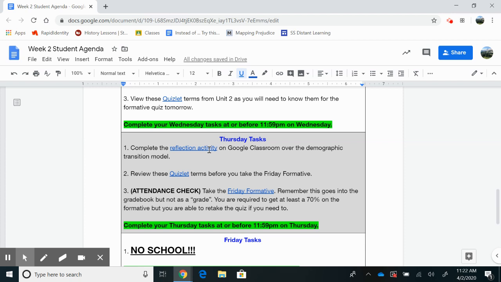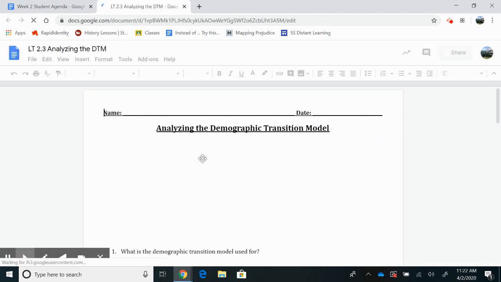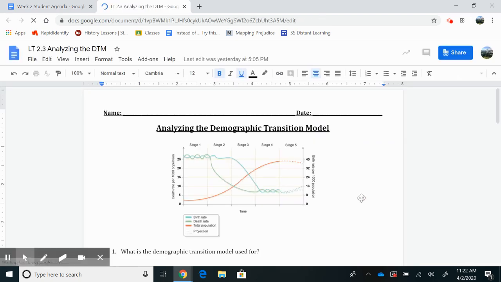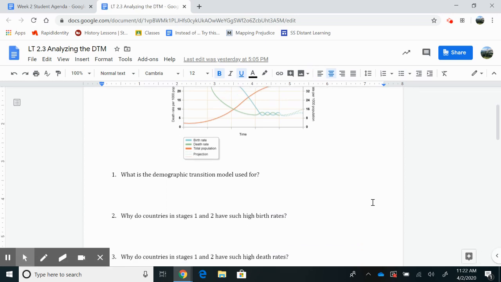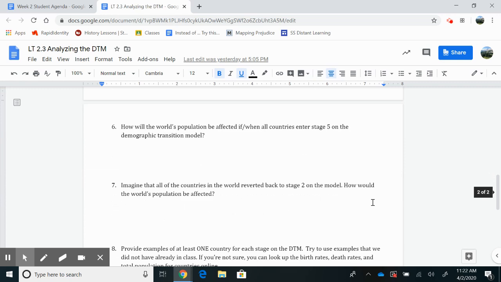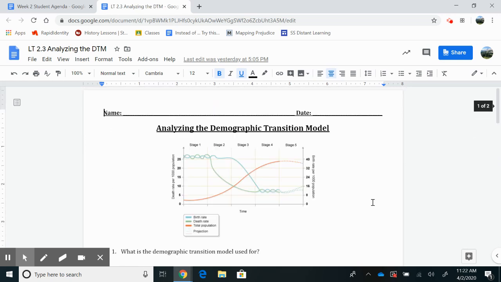Thursday, you're going to need to complete this reflection activity on Google Classroom over the demographic transition model. That's what the Ed Puzzle is about, so you're going to have a good knowledge of what that is. And then you can take that further and start analyzing it through answering these short answer questions.